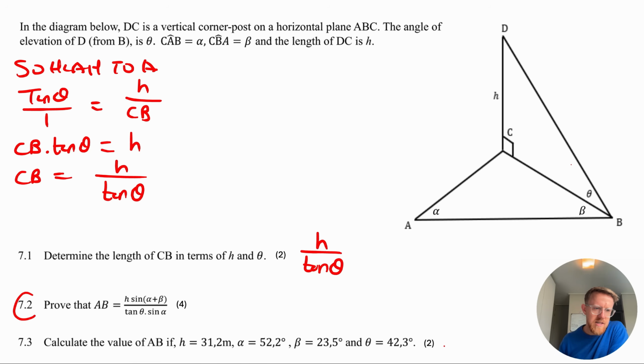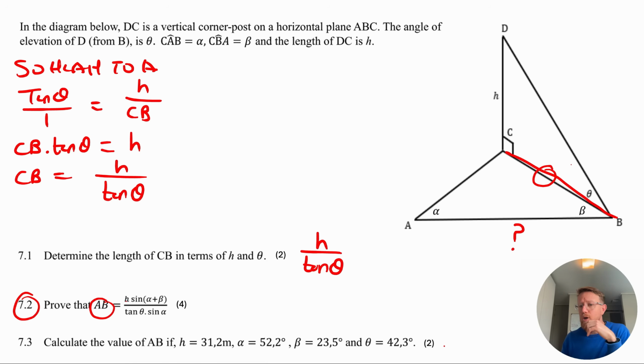Now this one says, prove that AB is this. Don't even look at that, just go find AB. That's what the question is actually telling us to do. So here we have this length over here, and we know what that length is. It's h over tan theta. So don't treat that as an unknown anymore. We have this length, and they're trying to get us to find this length. And then we've got this angle and this angle.